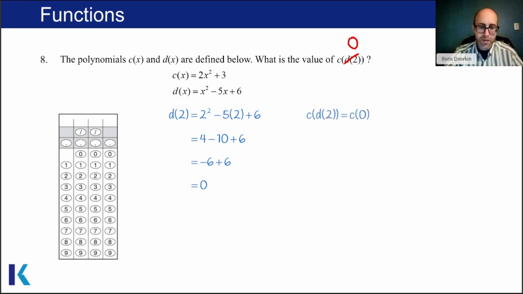Replace all the x's with zeros. 2 times 0 is 0. 0 plus 3 is 3. Are we done? Yes, we have found c of d of 2, also known as c of 0. Bubble in a 3 anywhere in the grid, and move on with the PSAT.